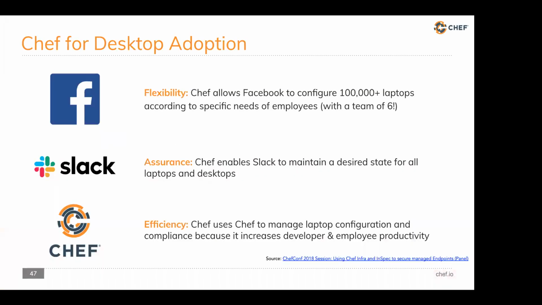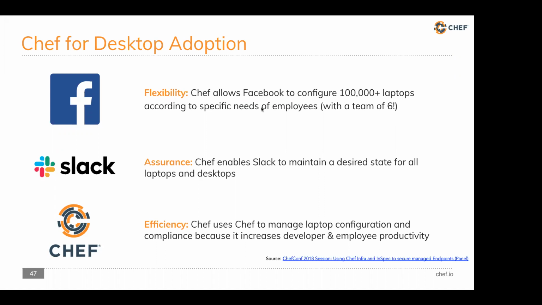So probably the biggest logo everybody would recognize as a very large, successful IT company is Facebook. We've had a relationship with Facebook for a very, very long time. They use Chef all over the place. They use Chef to configure all of their laptops. They have over 100,000 laptops under management with Chef. And it's a team of 6, which is unbelievable.